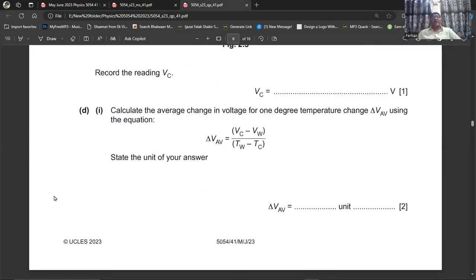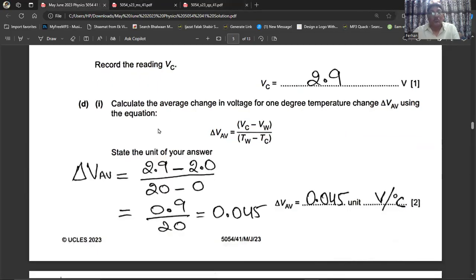Then he says calculate the average change in voltage for 1 degree temperature change. That is change in the voltage using the equation. Okay, so this is Vc minus Vw divided by Tw minus Tc. State the unit of the answer. So Vc value I know, Vw value I know, Tw value I know, Tc value I know. So I will simply just put those values here.